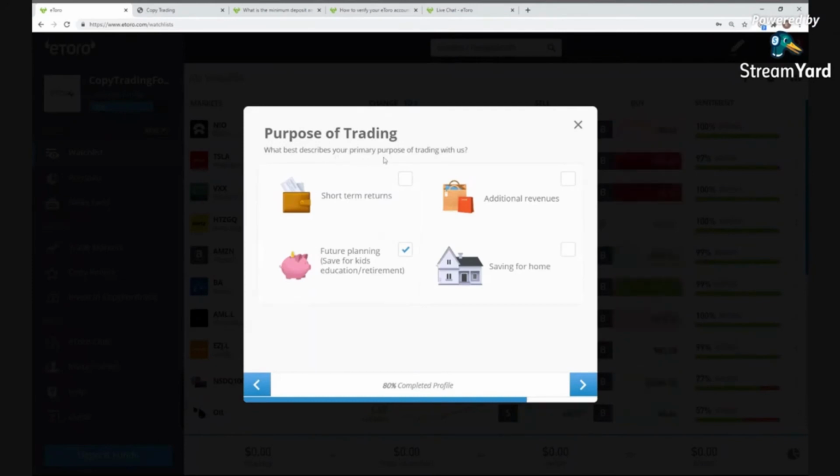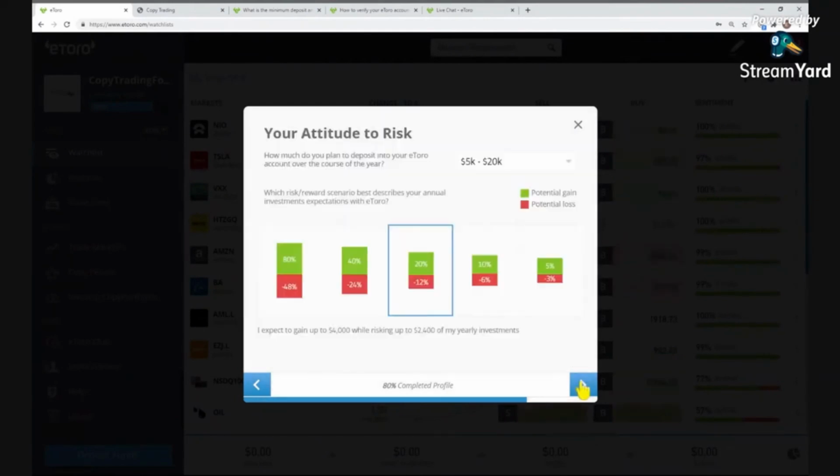So what describes your purpose of trading with us? I would go for, in this case, future planning, save for kids' education, retirement. So that is my goal with these long-term trades. It's going to be like an investment for the future. So this one is my selection here. Additional revenue, you can select that. Saving for a home or short-term returns, whichever suits you. And then you click next.